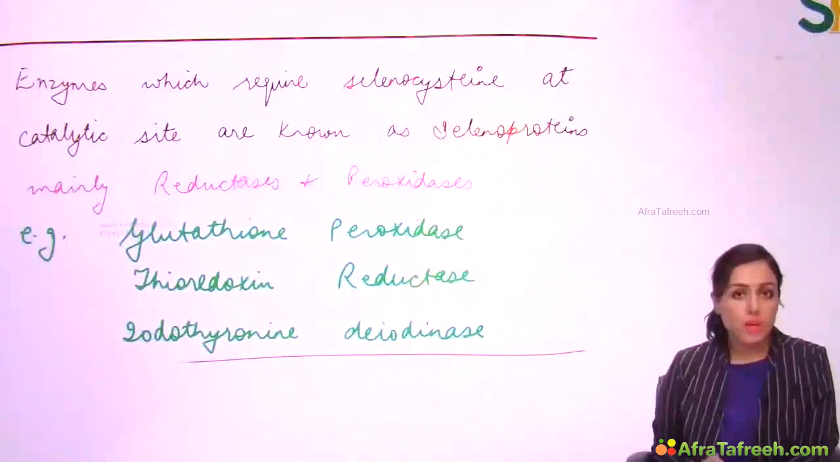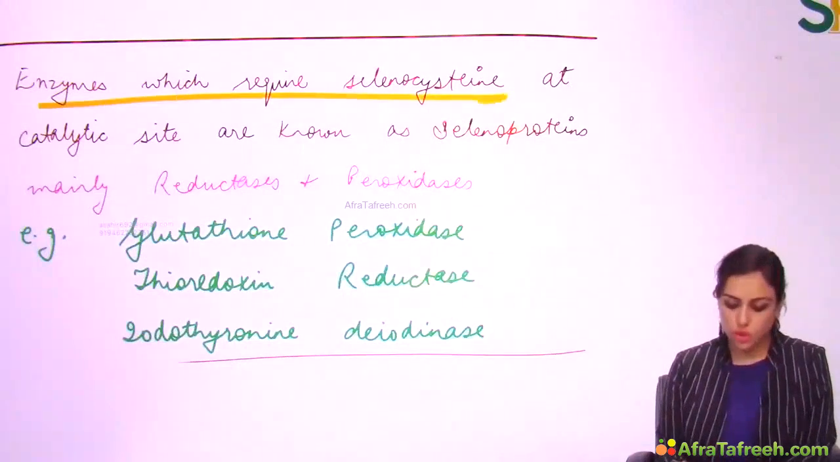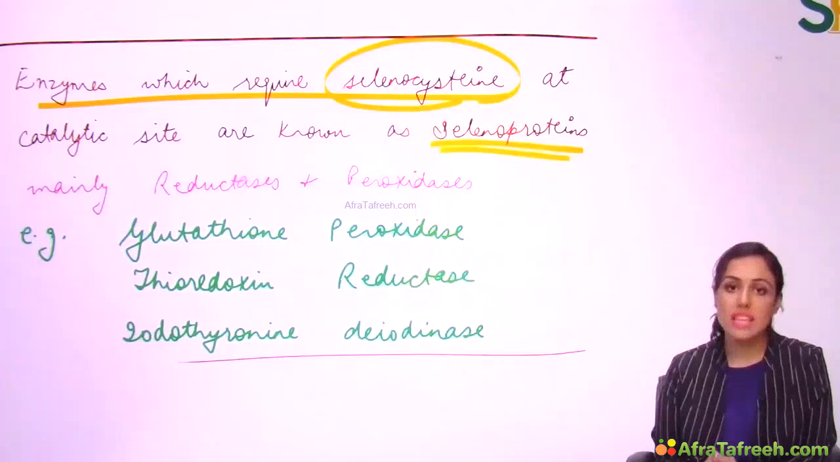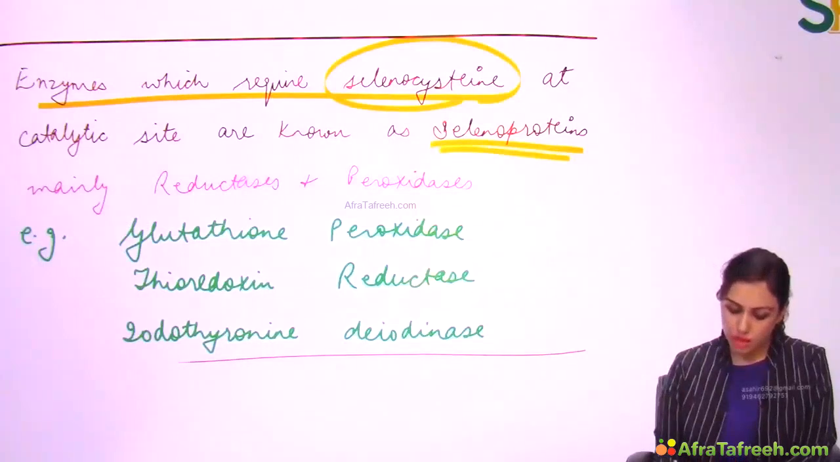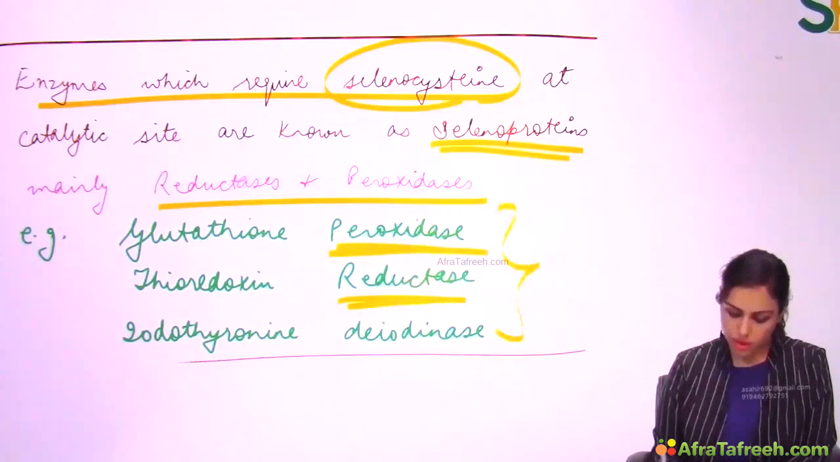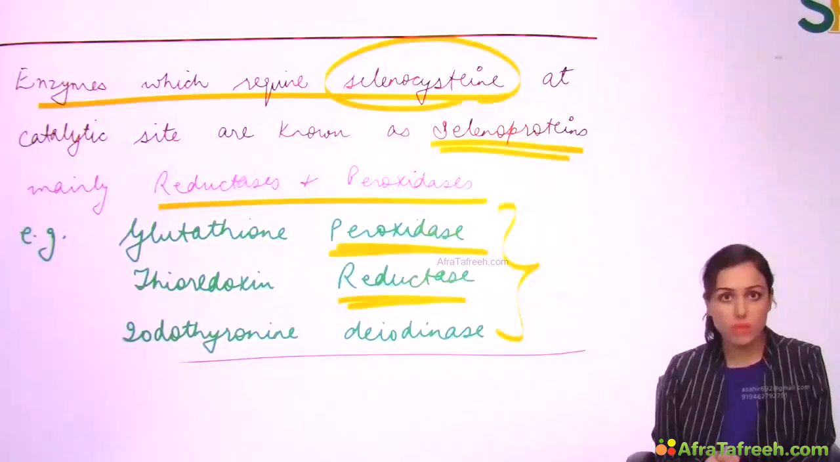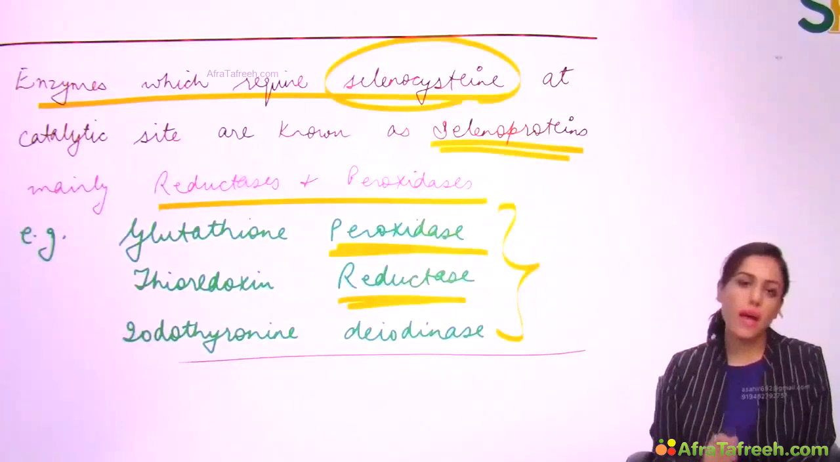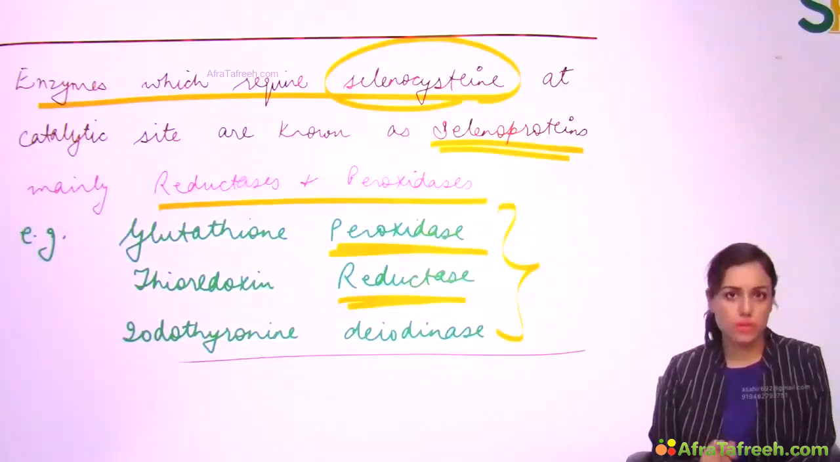Now, there are a few enzymes which require selenocysteine, the 21st amino acid, at the active site. Those enzymes are known as selenoproteins. Mainly they are reductases and peroxidases. You should note down the examples, it is very important: glutathione peroxidase, thioredoxin reductase, and iodothyronine deiodinase, right?